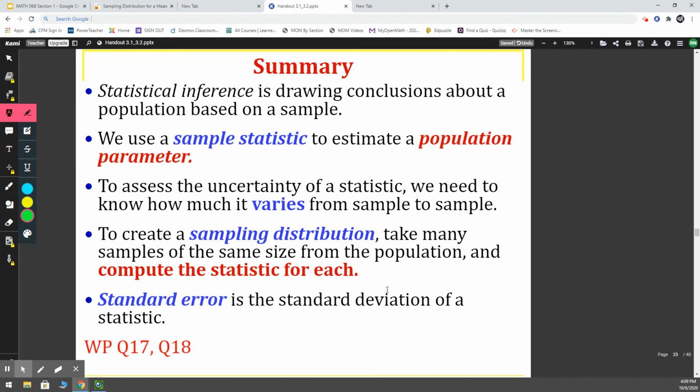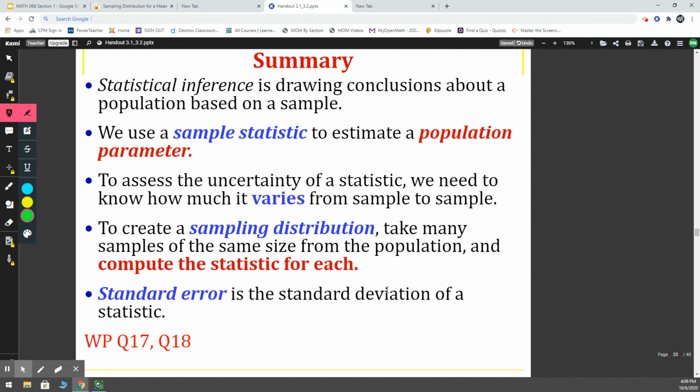In summary, statistical inference is drawing conclusions about a population based on a sample. We take a sample and we base our values on that sample statistic. We use sample statistics to estimate the population parameter. Remember, the population parameter is the statistic that we do not know, but it stands for the population. We assess uncertainty of a statistic. We need to know how it varies. How much does it leeway from the middle? This we know is the standard error or the standard deviation of the distribution.